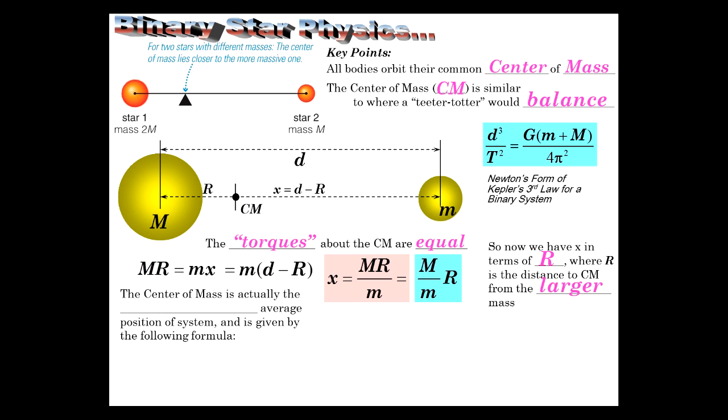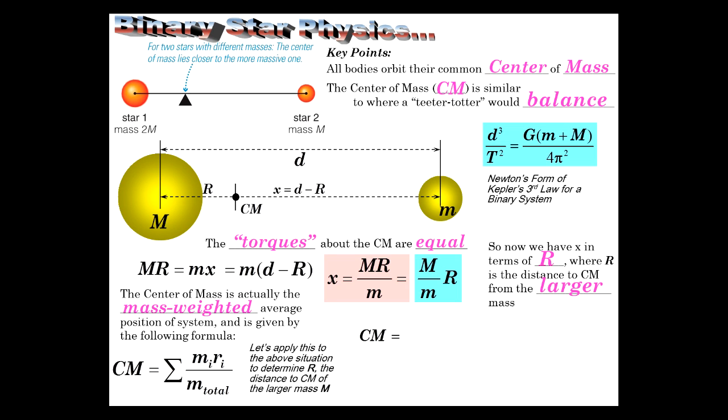R is the distance to the center of mass from the larger of the two masses. Now getting just a little more into this. The center of mass is actually the mass-weighted average position. The mass-weighted average position has a particular formula, expressed in a non-calculus form. It's the sum of all the individual mass particles times their radii, over the total mass of the system. Well, we can think of having two point masses here. One right there and the other one right there. So let's find the center of mass using this formula.